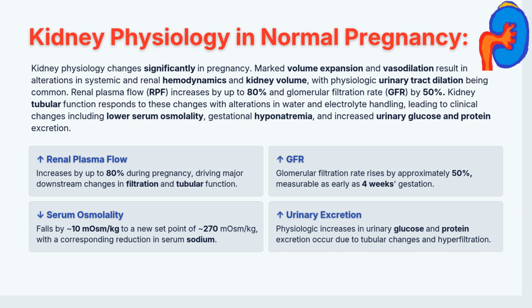As a result of this hyperfiltration state, serum creatinine normally falls during pregnancy, and even a creatinine value that looks normal outside pregnancy may actually be concerning in a pregnant patient. Serum osmolality also decreases by around 10 mOsm, with a slightly lower serum sodium set point compared with non-pregnant women. In addition, physiologic glucosuria and mild proteinuria can occur because of increased filtration and altered tubular handling. Mild urinary tract dilation is also common during pregnancy and is usually considered a normal physiologic finding. Overall, it's very important to remember that normal kidney values in pregnancy are different from normal kidney values outside pregnancy.